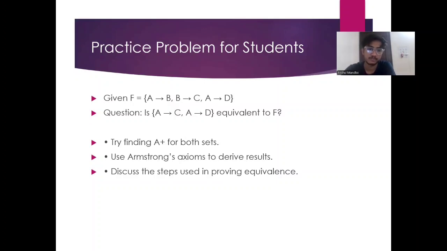Try finding A plus for both. We have to try finding the closure of A for both, where F is equal to A tends to B, B tends to C, and A tends to D. First of all, we have to find the left-hand side closure of A. Also, as I said, we have to use Armstrong axioms rules to derive the results. There are transitivity, union, decomposition, and pseudo-transitivity. Those rules we can apply here for the solution, and discuss the steps used in proving equivalence.